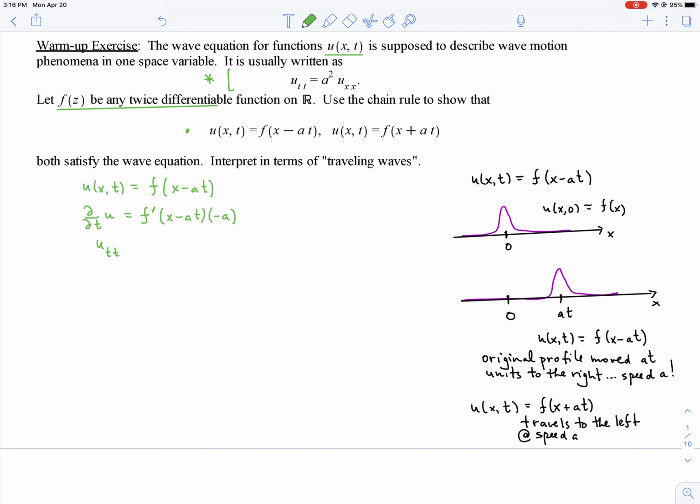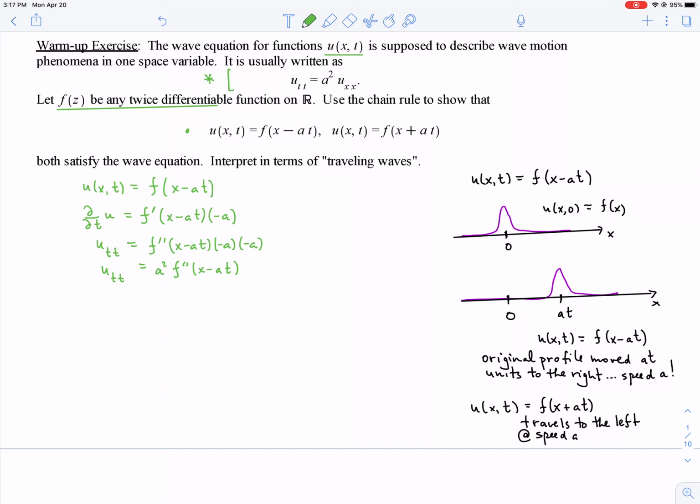If I take the next partial derivative, and I'll switch to the easier notation using subscripts, so u sub tt is the second partial of u with respect to t, I just use the chain rule again. I'll get f double prime at x minus at. I've already had one minus a, and I'll get another minus a. So that's a squared f double prime at x minus at.